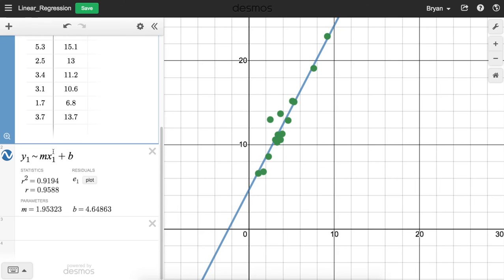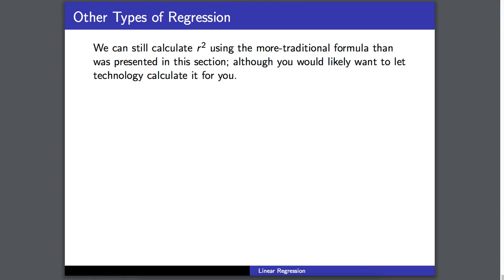You might want to do one that's maybe quadratic, like ax squared plus bx plus c, and it'll give you the value of r squared. It will not give you the value of r. It'll only give you a value of r if it's a linear regression equation that you're entering into Desmos, and that's pretty much universal for a lot of the statistical software packages that you may be using.